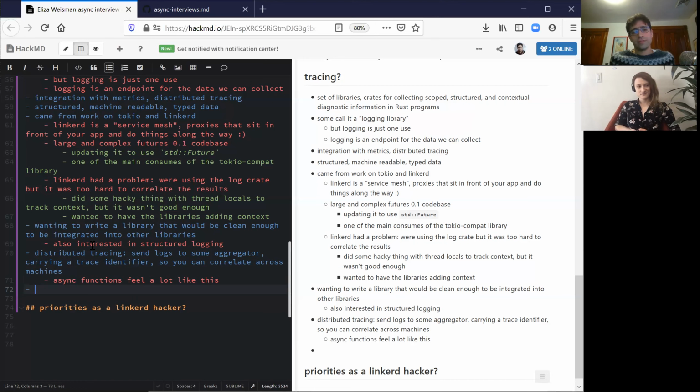So I think you're onto something. There's definitely a general problem here that is not specific to tracing across machines. So how do I actually use it?